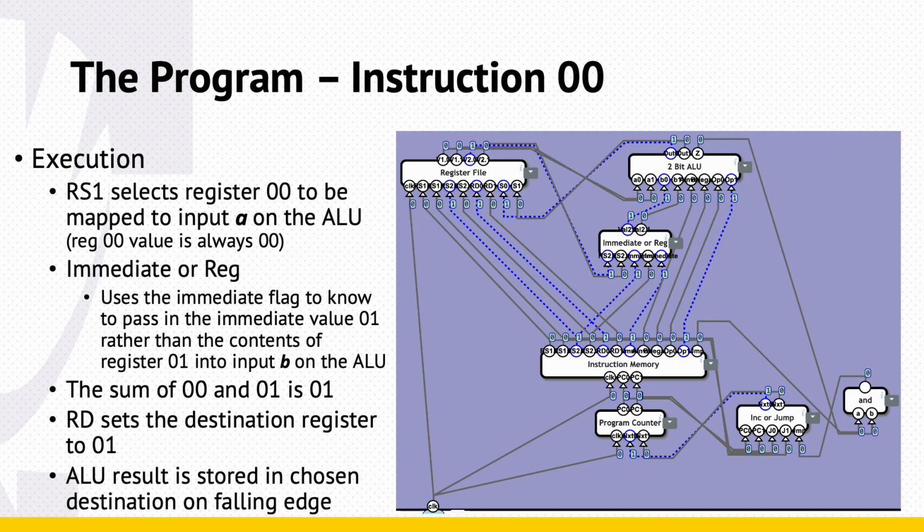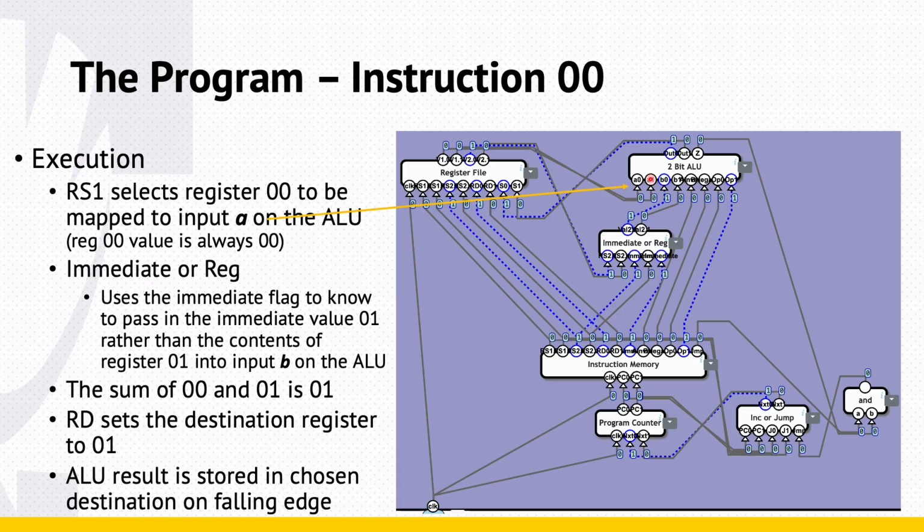So let's see this actually play out. RS1 selects register 0. And so we can see that the value 0 is being fed in to our input A on the ALU, right? That's what we would expect to happen, because our instruction says, hey, register file, give me register 00 as RS1. We know that register 00 in the register file is always 0, so we see 0 come out as our selection from RS1, and that gets mapped over into our A input, because RS1 always maps into the A input in this CPU.